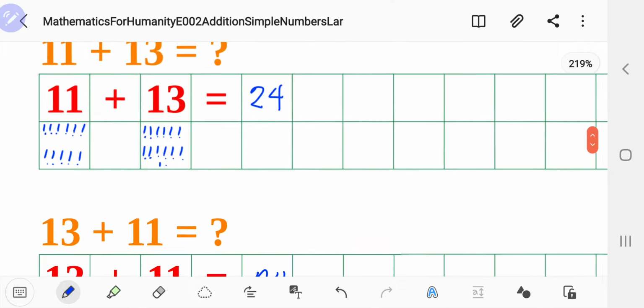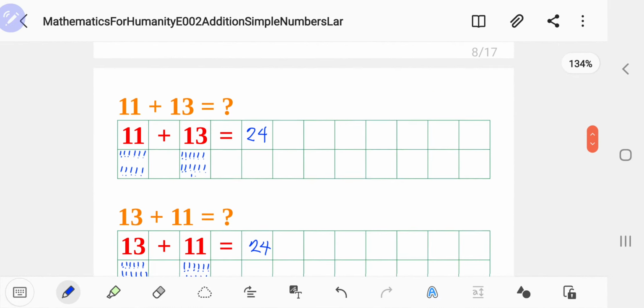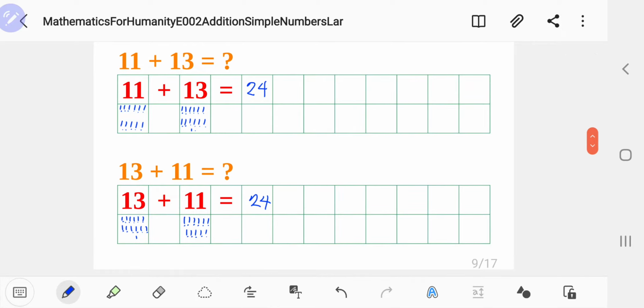Look, it's the same answer here. So this means that when you add two numbers, it doesn't matter the order of adding the numbers. You can add 11 plus 13 gives you 24, and 13 plus 11 gives you the same 24 as the answer. So by now, I hope that you've learned how to add.